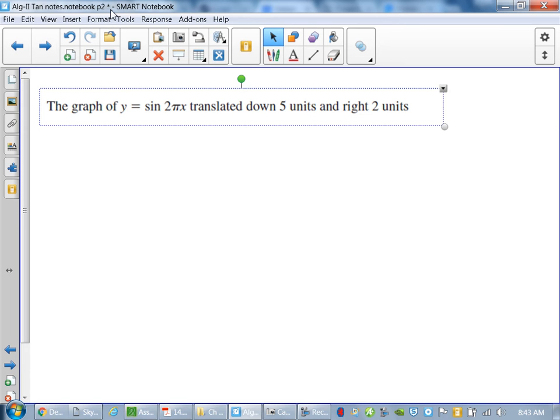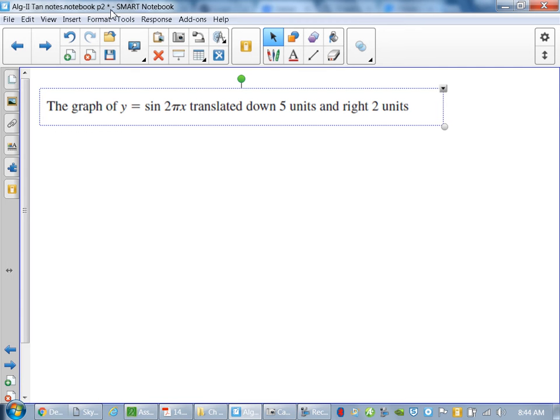The graph of y equals sine of 2 pi x is translated down 5 and right 2. What does the equation look like for that? Which means you are giving yourself some h and some k. So, what do you do? Which one's going to be your h? Which one's going to be your k?